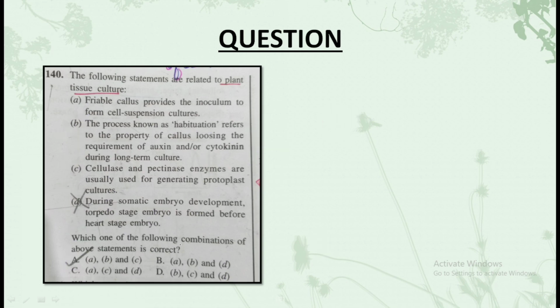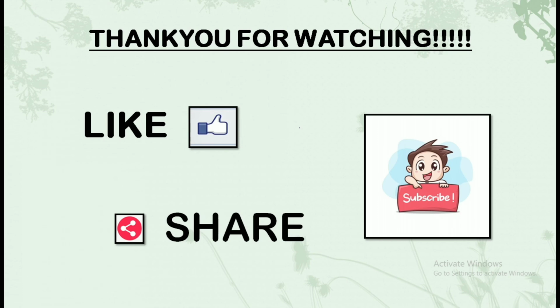So the last point to remember is, make sure you add this particular point into your notes, that is, habituation refers to the property of the callus losing the requirement for the auxin and or cytokinin during the long term culture. Make a habit of writing down the points if you find them in any previous year question or anywhere else which you have not read before, so that if you encounter any such point in the future, you can easily solve from that particular point. So with this, we are done with the complete topic of plant tissue culture in detail.